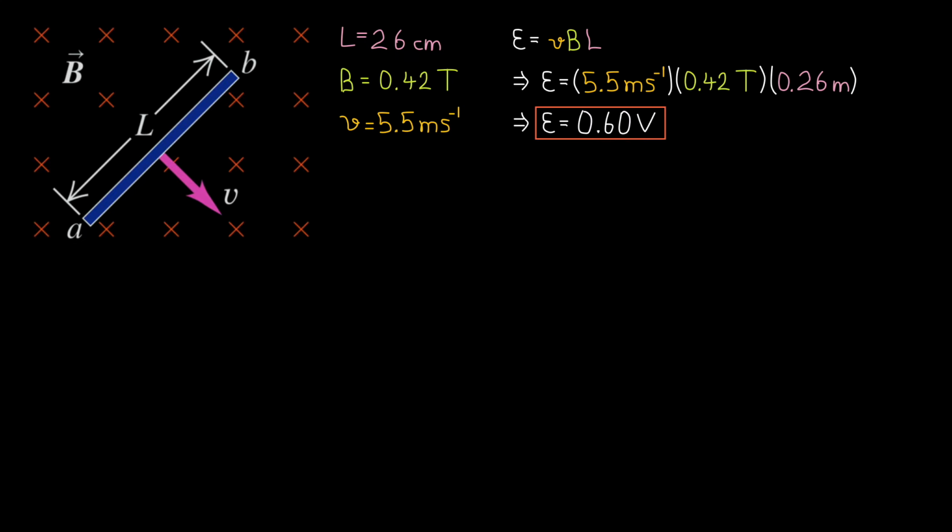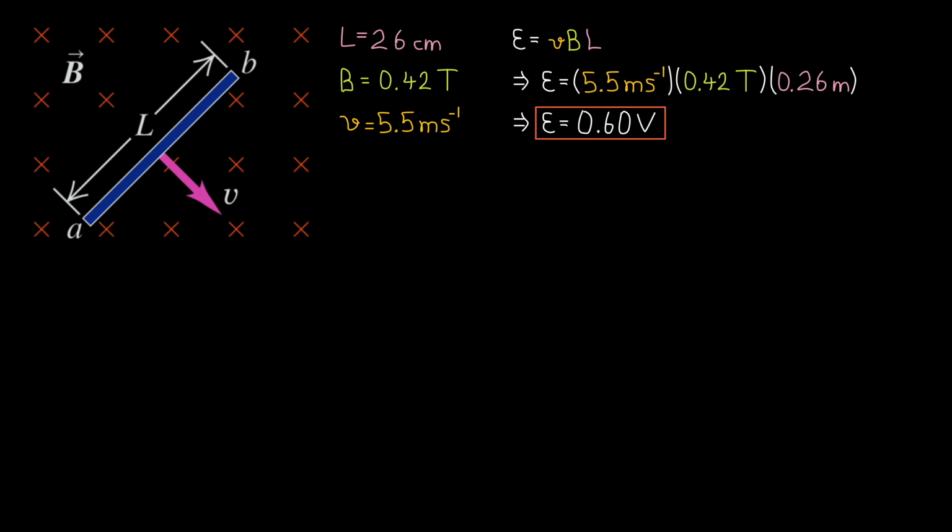Here we can directly apply the formula that we derived earlier. The induced EMF between the two ends of the rod is equal to V times B times L. We just plug in the numbers and we get the EMF, or the potential difference between points A and B, equal to 0.60 volts. Now, what is the direction of the induced EMF? In other words, which point is at a higher potential?